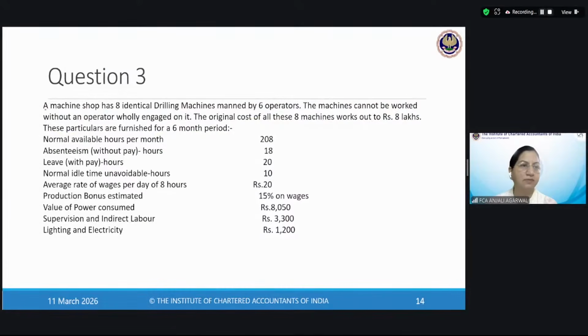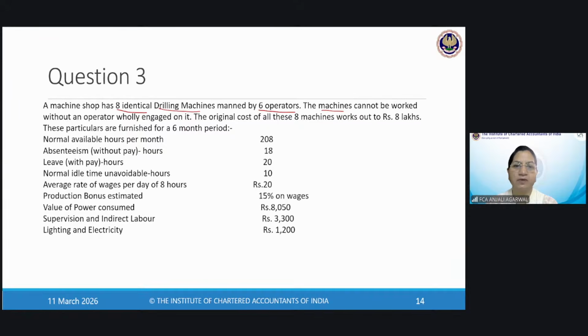So let's start this question. A machine shop has 8 identical drilling machines manned by 6 operators. So there are only 6 operators, but 8 machines. Now, the machines cannot be worked without an operator fully engaged on it. So that means it's clearly implied that 2 machines will remain idle, they'll not be working.